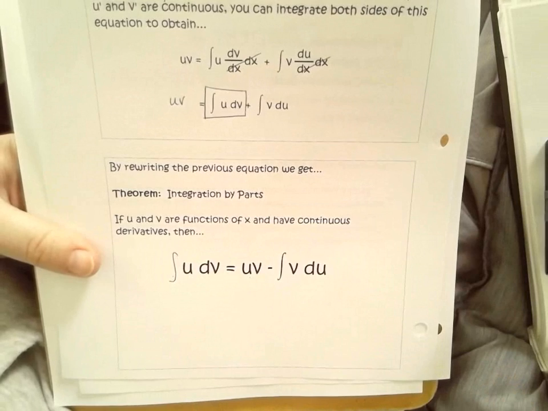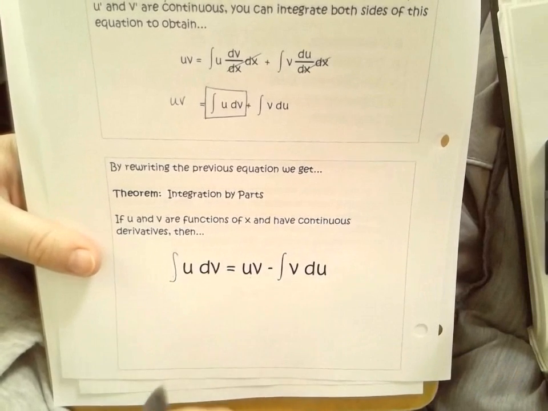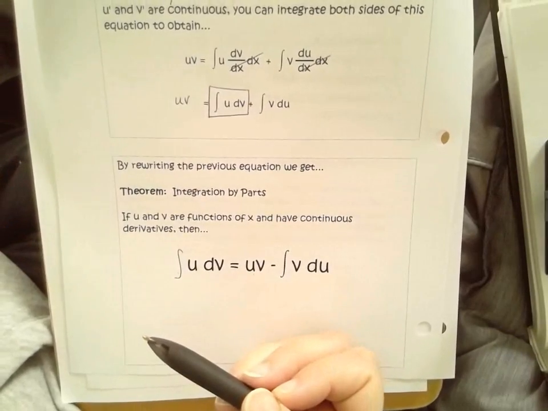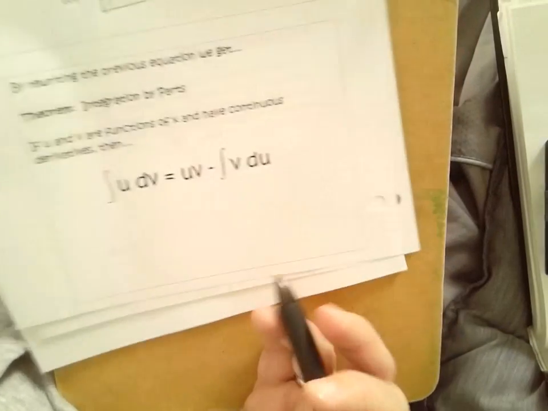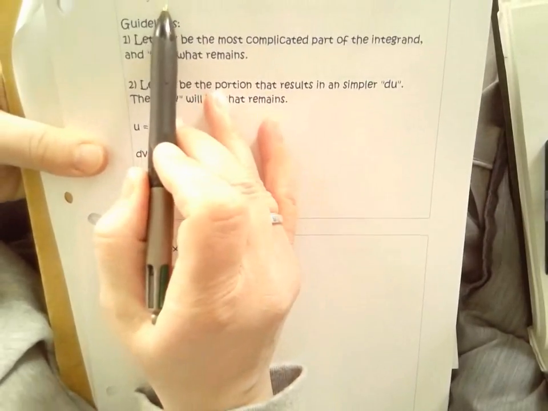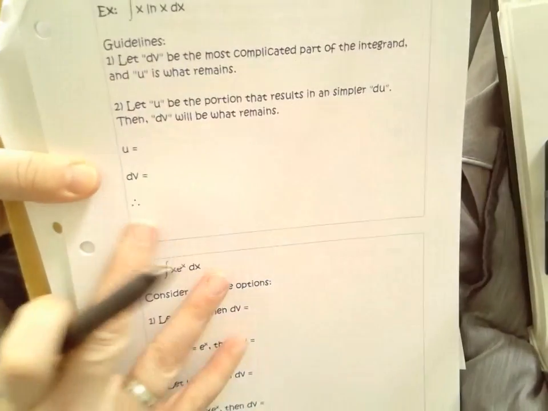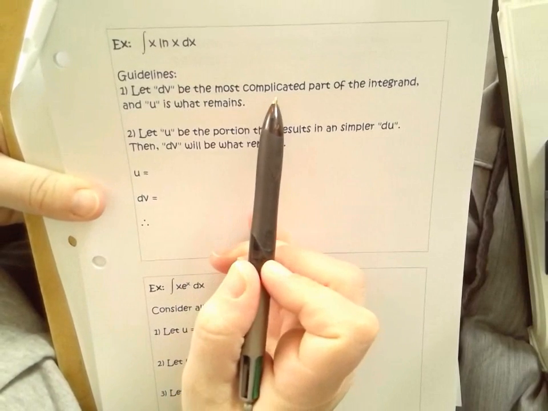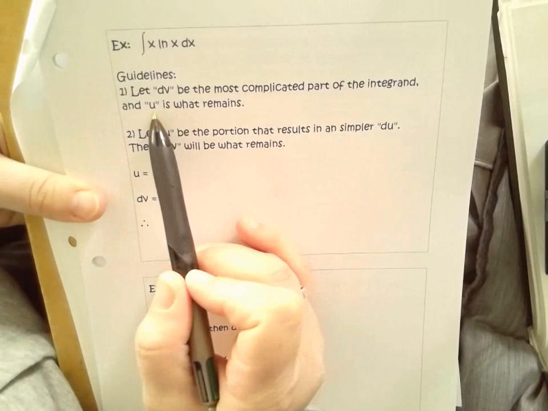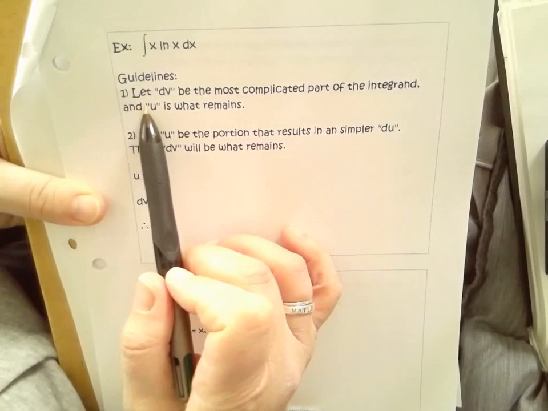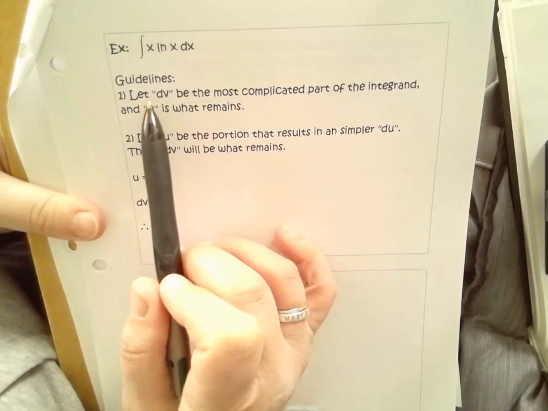How to identify what is u, what is v, and what are the du's and dv's that show up in the process as well. They all do have a specific position. So we're going to jump right into the integral of x natural log of x dx. It says, let dv be the most complicated part of the integrand, and u is what remains. Now, this is a general guideline. It might not always be the way that it's going to be solved, but that's certainly what we're going to start with.